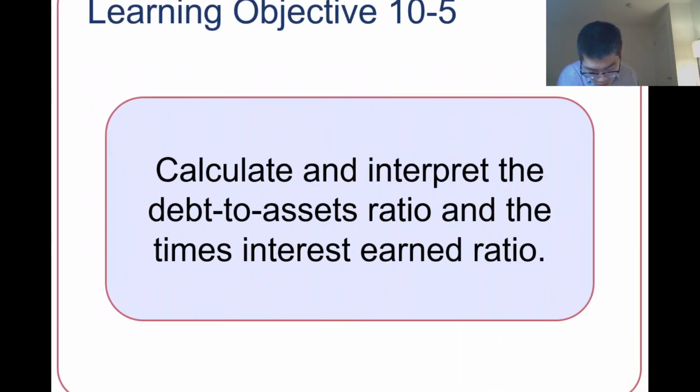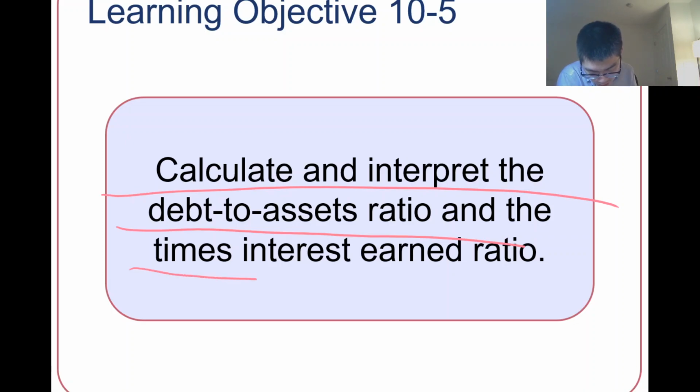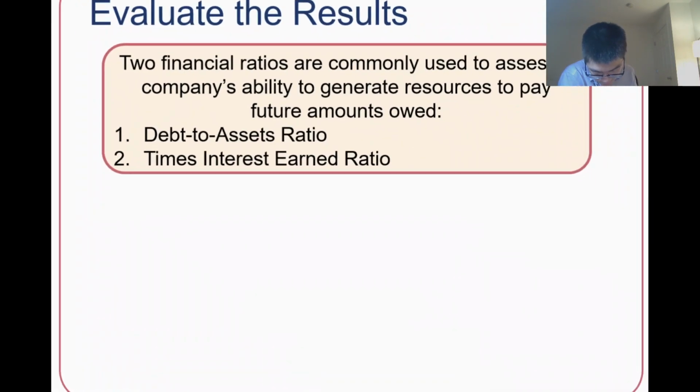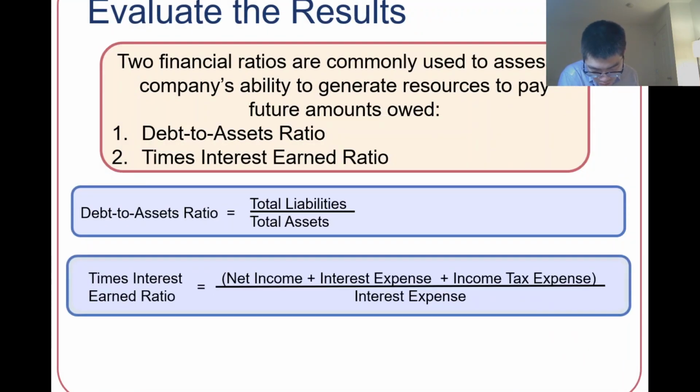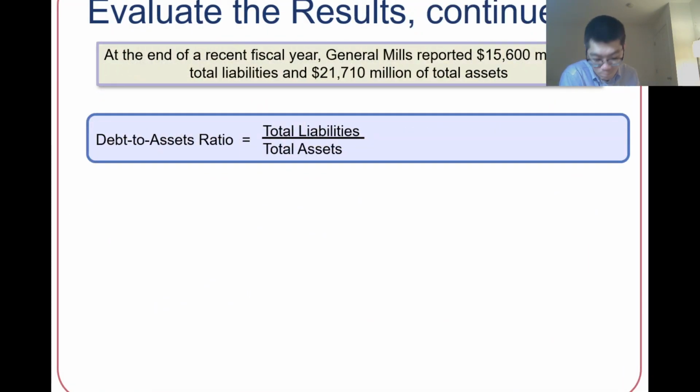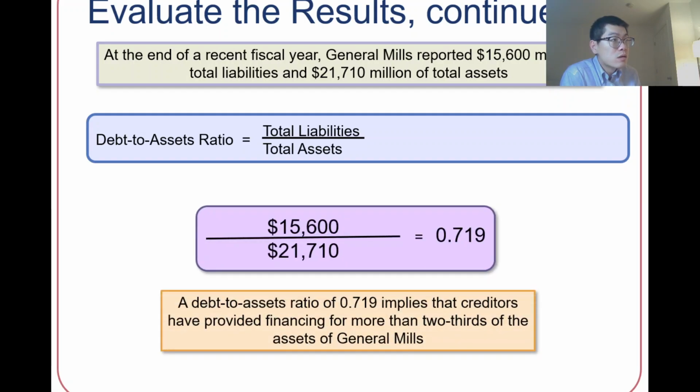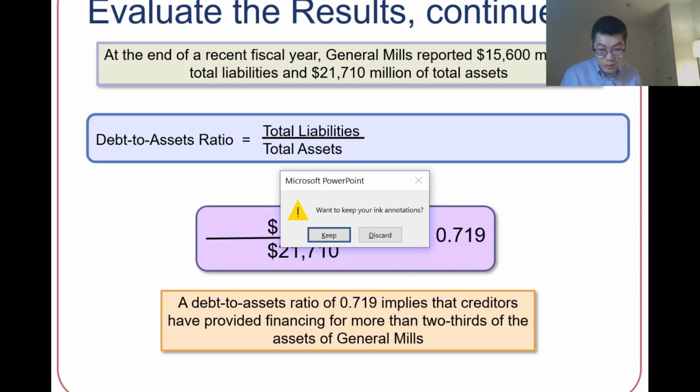And calculate and interpret a debt to asset ratio and times interest earned ratio. Don't worry about this. It's less likely you're going to have that in your homework. So far that is for chapter 10.